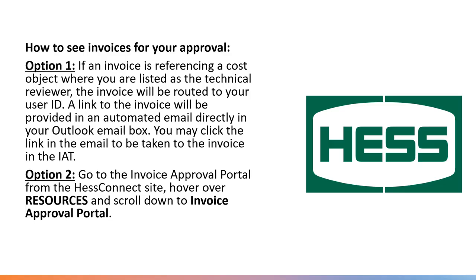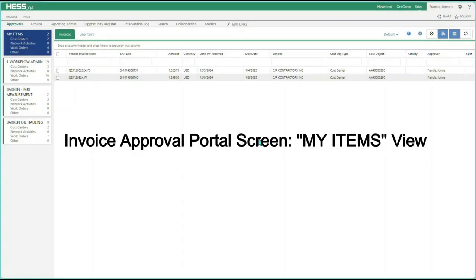Option 2. Go to the Invoice Approval Portal from the HES Connect site, hover over the Resources tab and scroll down to Invoice Approval Portal. Invoice Approval Portal screen, My Items view.